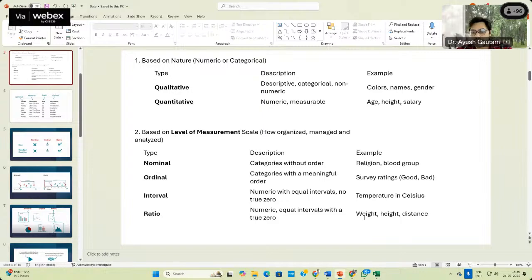But if I say that the weight of a phone is 0 kg, what does it mean? There is no weight in the phone. And if the temperature of a phone is 0 degrees, then it means the temperature is 0 degrees.